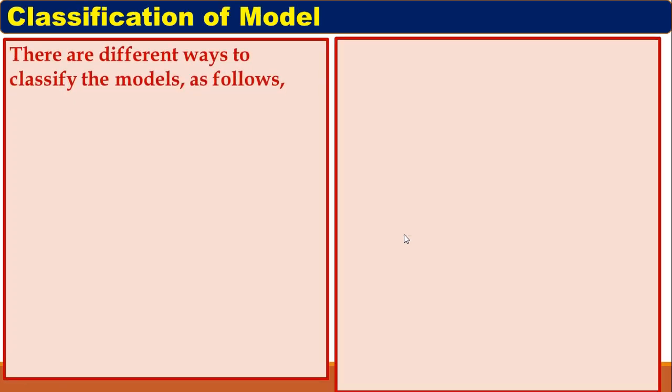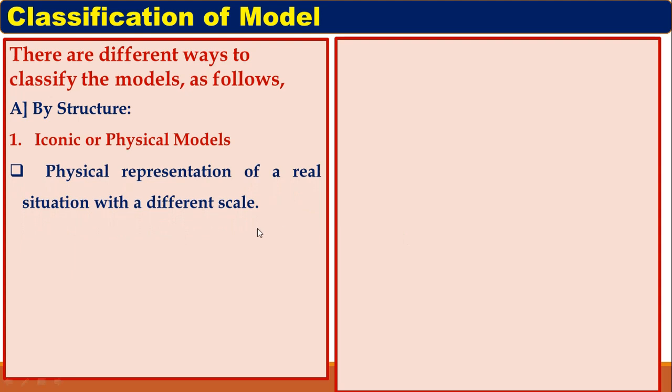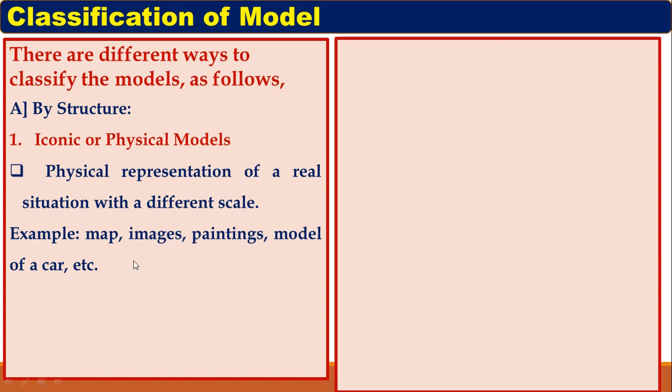There are different ways to classify these models, as follows. The first classification criterion is by structure. The first type is iconic or physical models. The physical representation of a real system with a different scale is nothing but the physical model. So in the physical model, the system is represented physically with a different scale. Examples: map, images, paintings, model of a car, etc.